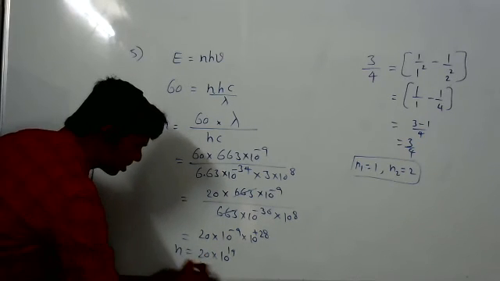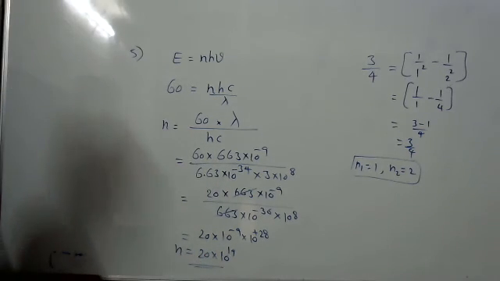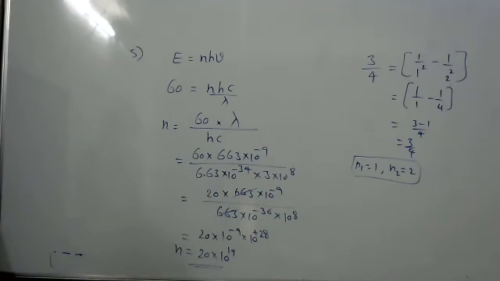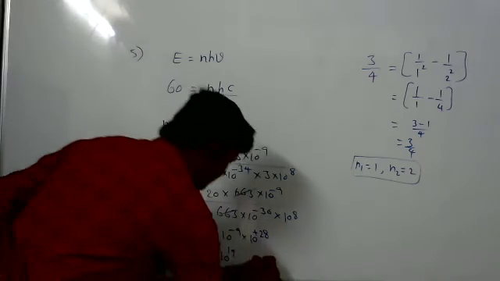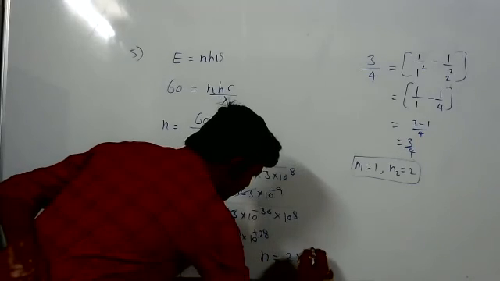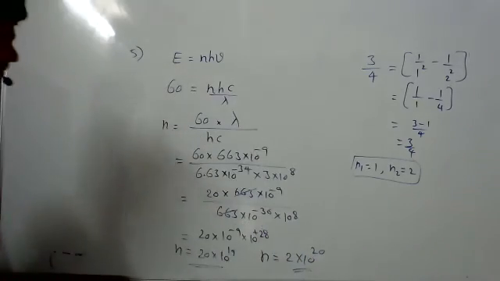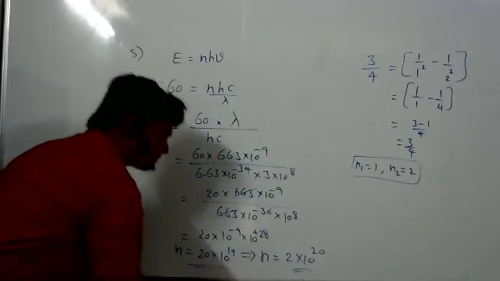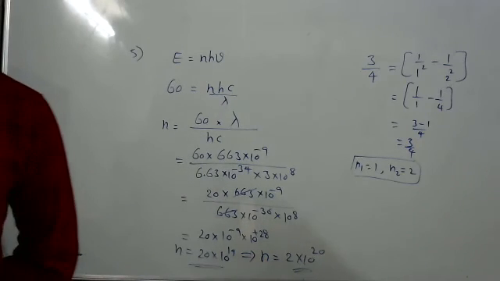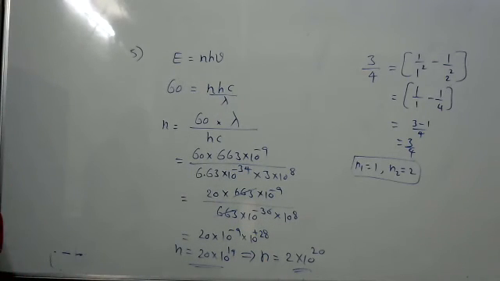Yeah, this is only the number of photons. So conveniently, you can write N equal to 2 into 10 power 20. D is the correct option.